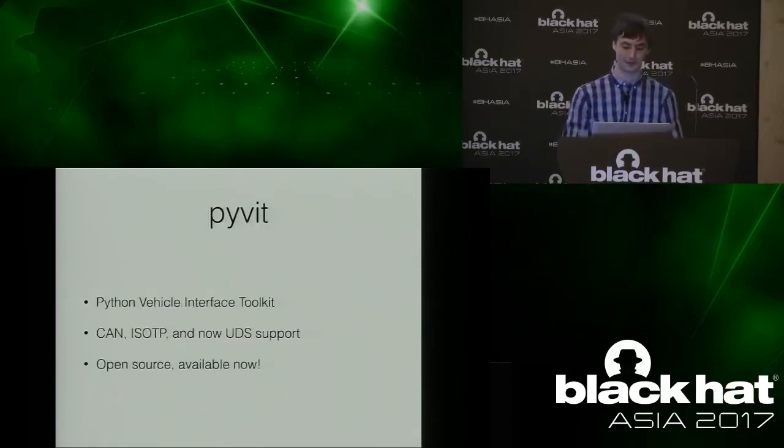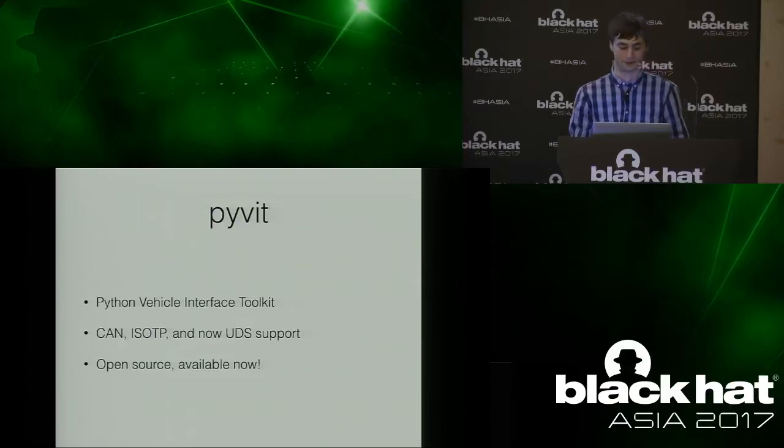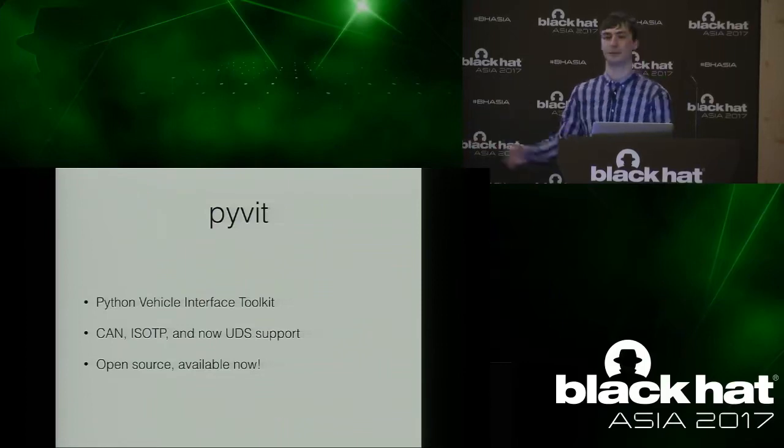And this is the tool that I've been working on, which is Pivot. It's a Python vehicle interface toolkit because I like acronyms that sound like words. It does CAN, ISOTP, and now UDS. So this is a Python module that you can use to actually talk to these controllers. You can also use it to do some other things with log files if you don't happen to have a car beside you, like I don't right now.